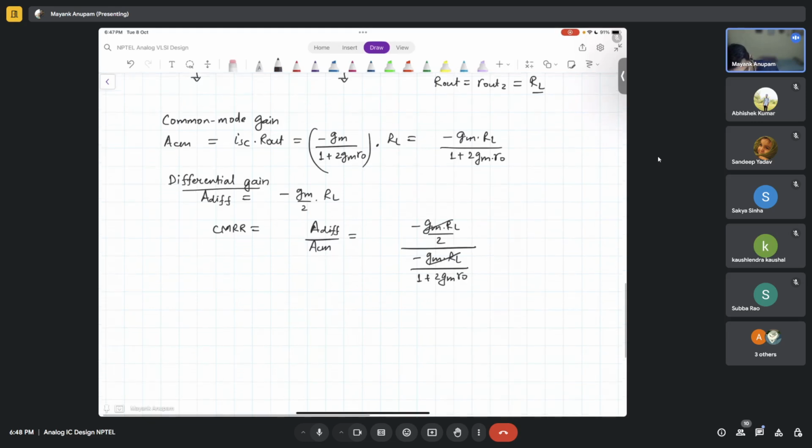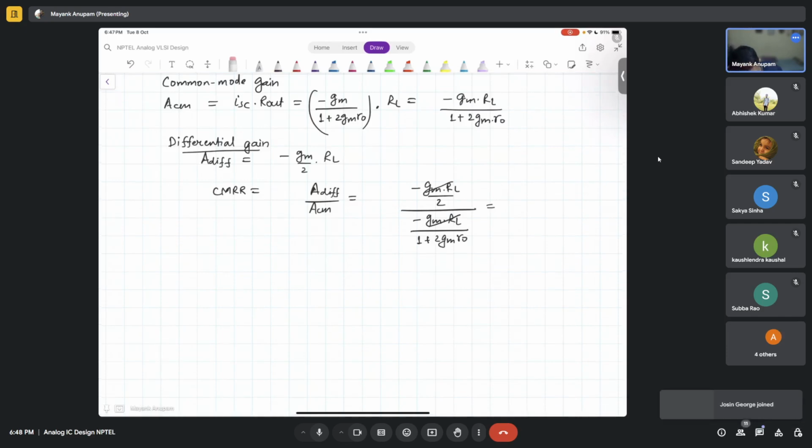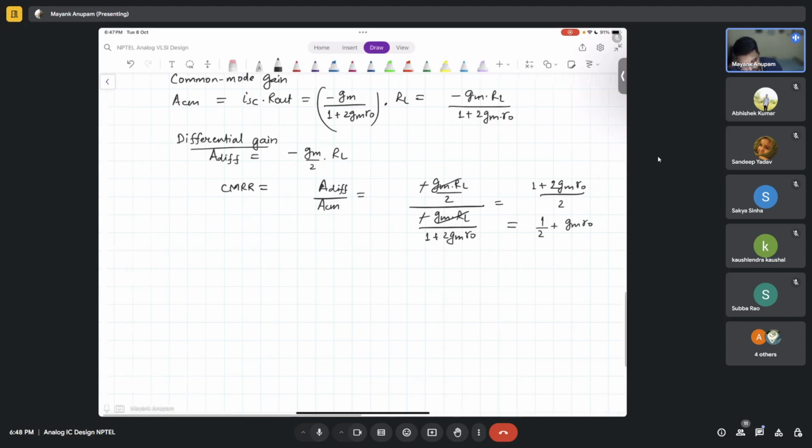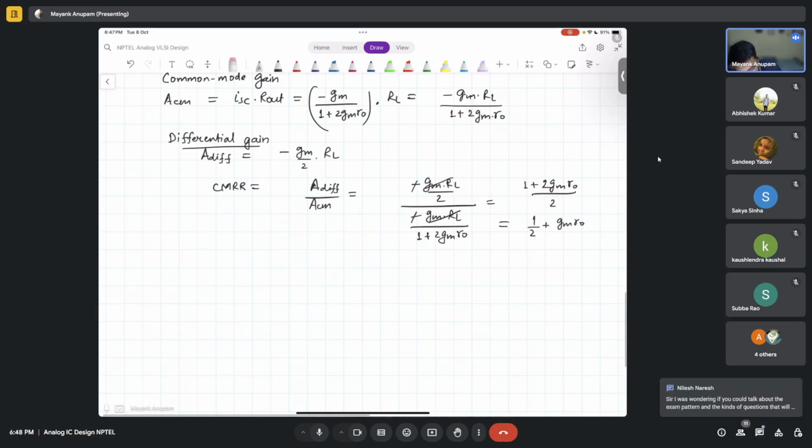So this cancels each other. So this becomes how much? And this will be plus. So this will be 1 plus 2 GM R naught divided by 2. How much will this be? 1 by 2 plus GM times R naught. So in general, GM R naught will be much larger than 1 by 2, so we can ignore this. So this will be approximately GM times R naught. So is that understood?